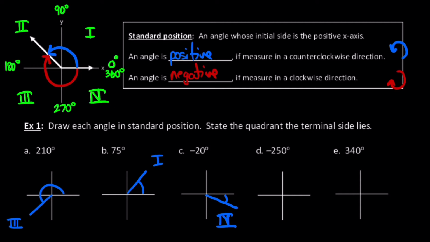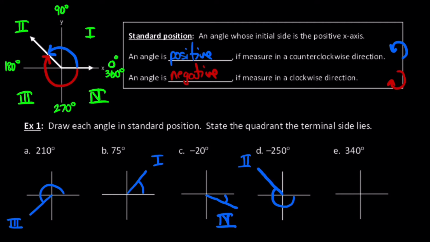Negative 250, we have to think about this one a little bit. Negative 250 is between negative 180 and negative 270, so we're going in the negative direction, right? Think about how this works, 90, 180, 270, but if you go in the negative direction, that's negative 90, that's negative 180, and that's negative 270. So negative 250 is between those two. It would be right there. All right, draw that in, indicate you went the negative direction, and that's obviously quadrant 2.